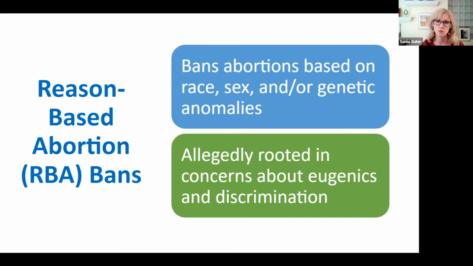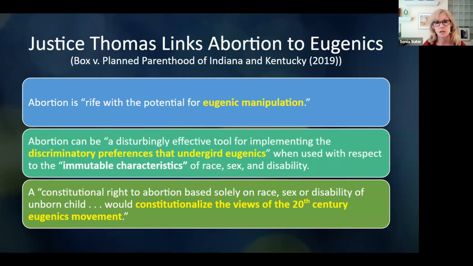So here's where attitudes and norms can play a role in policymaking, and I want to show how this is really sort of taking hold with the next slide, please, which talks about how Justice Thomas wrote an opinion in 2019 in Box versus Planned Parenthood, where he made those arguments about eugenics. So the case involved an Indiana law that banned abortions based on race, sex, and genetic anomalies.